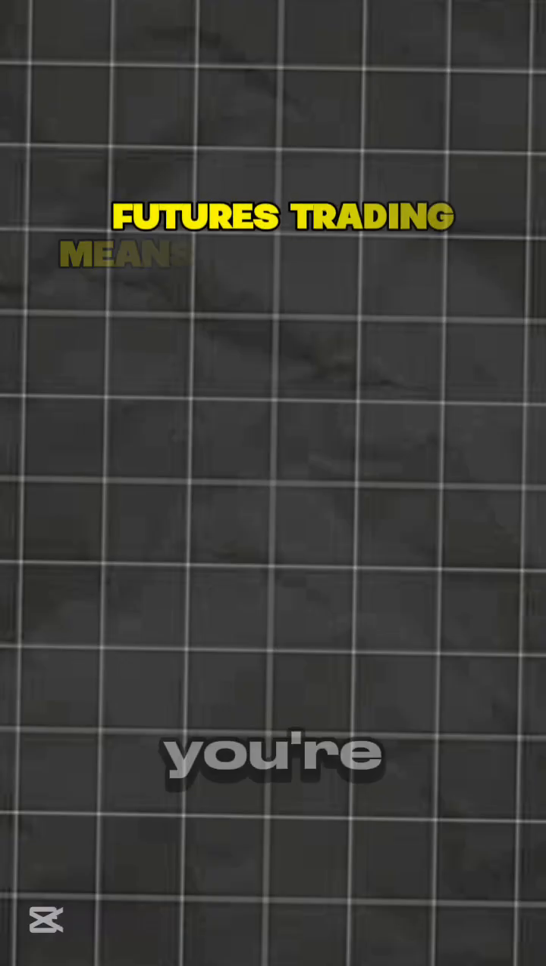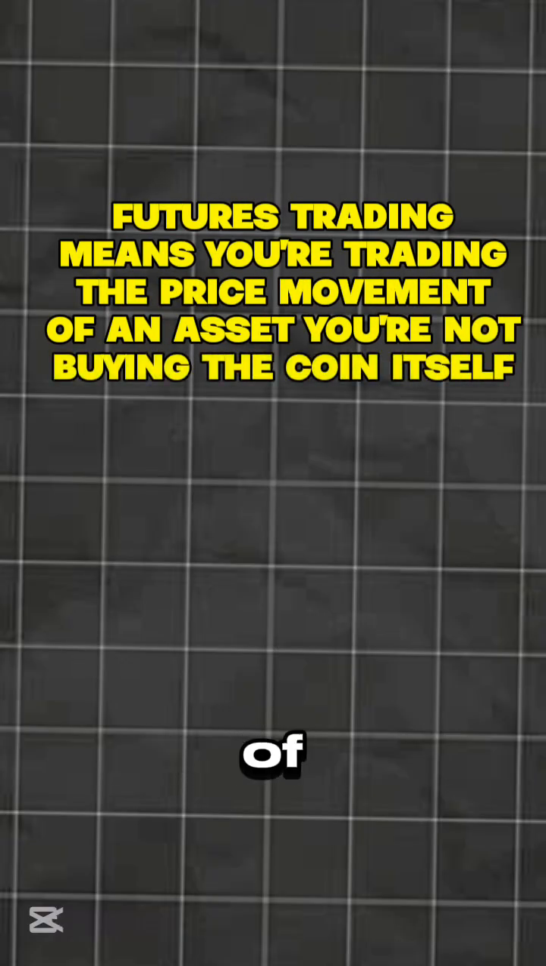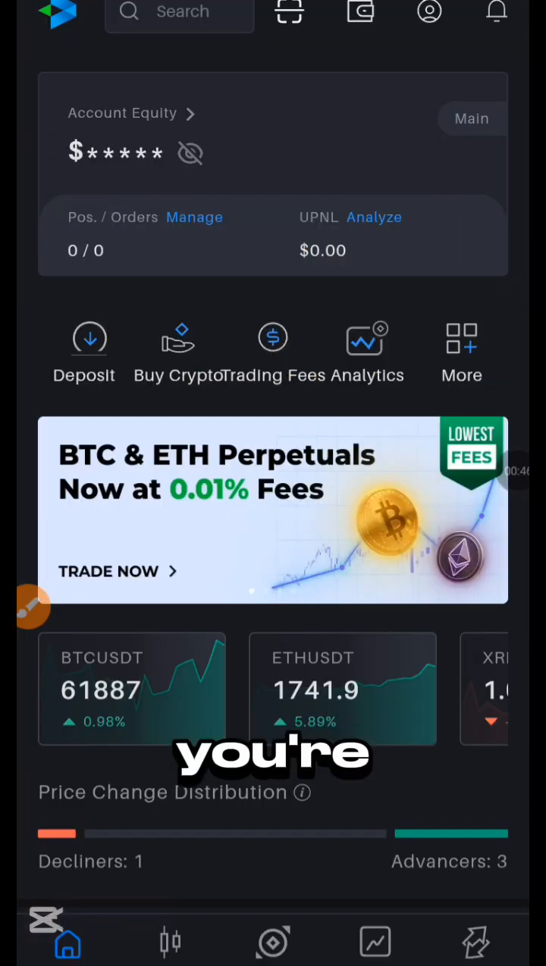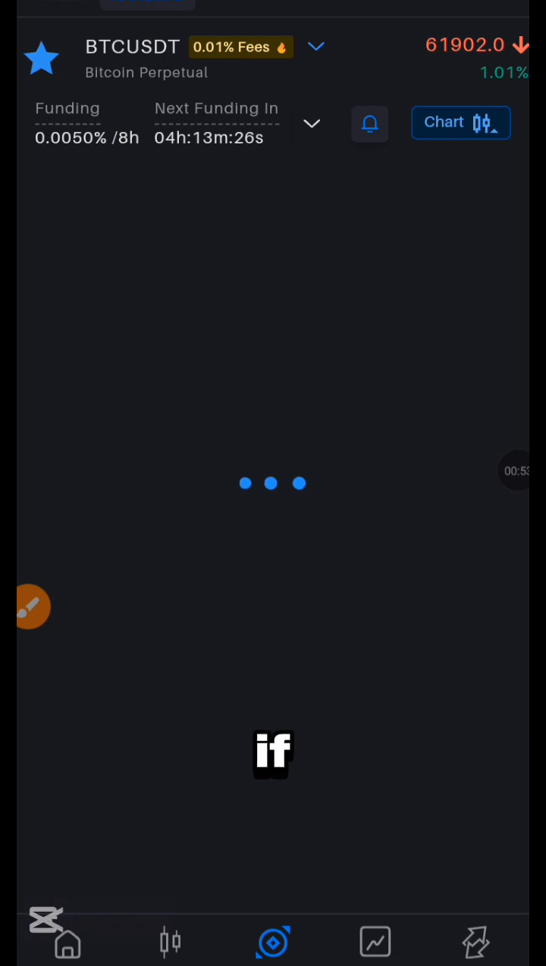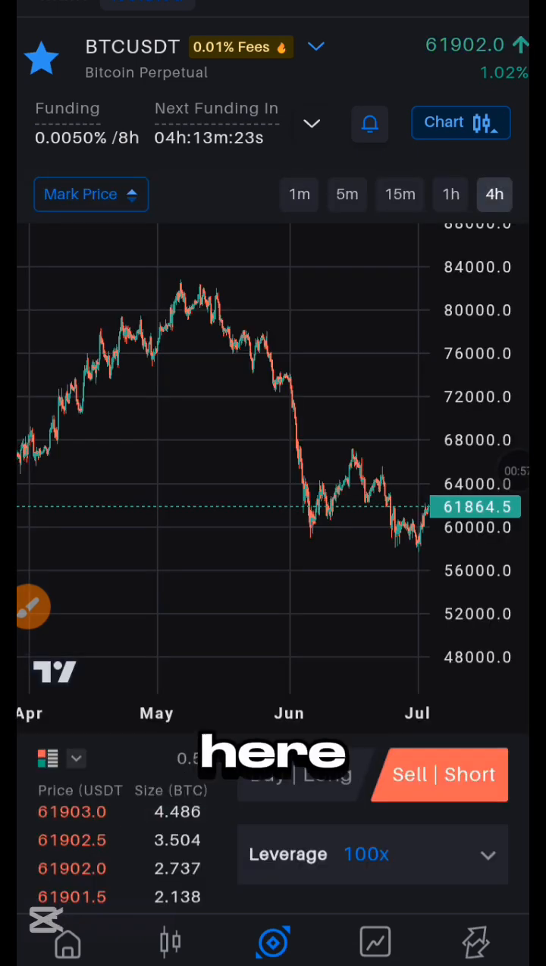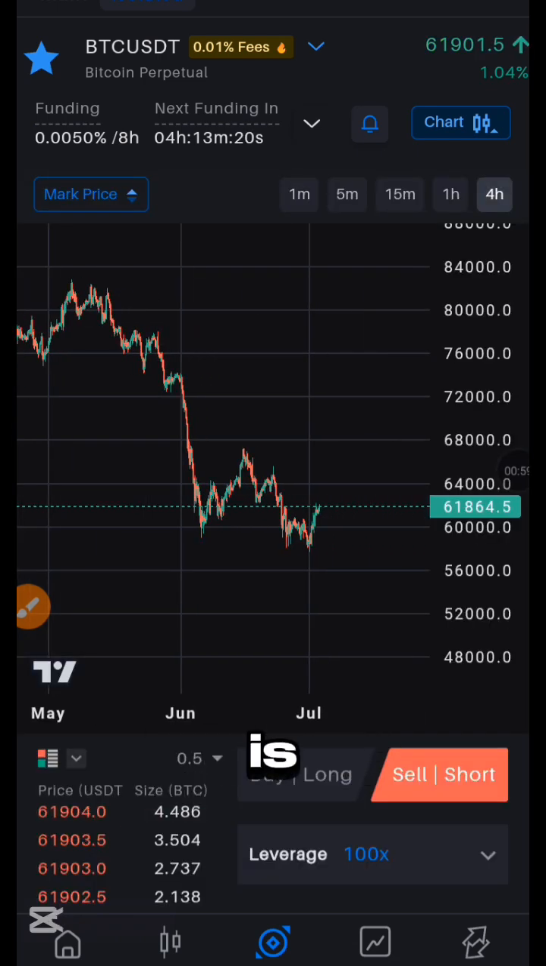Futures trading means you're trading the price movement of an asset. You're not actually buying the coin itself, rather you're trading the price movement of an asset. For example, right here, if we look at Bitcoin, we can see that Bitcoin is currently at 61k. Now we are saying that Bitcoin is currently at 61k and we want it to go to 62k. All we need to do is predict and place our trade. So that is what futures trading means.